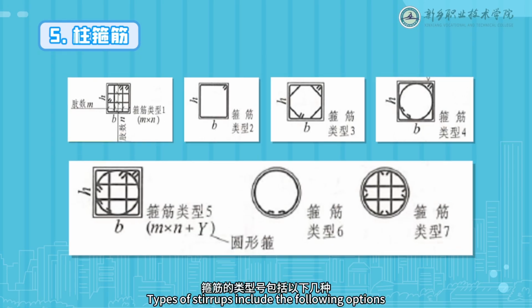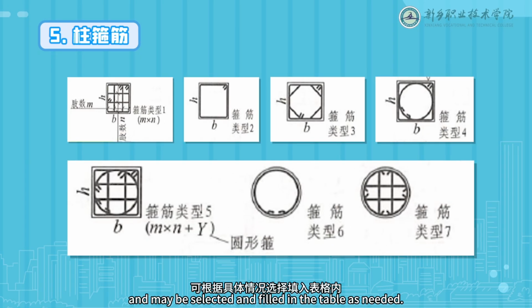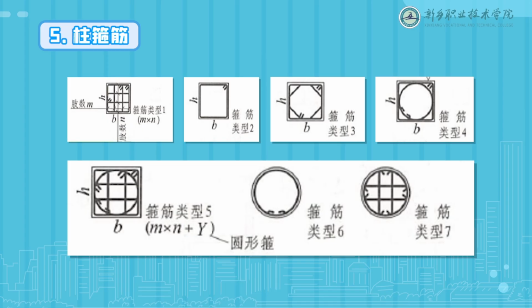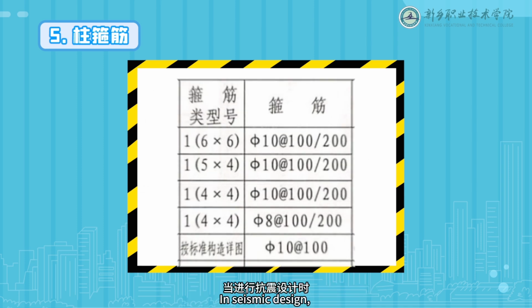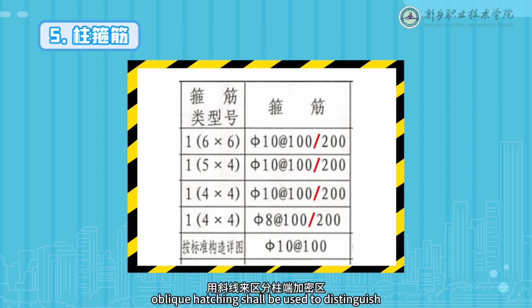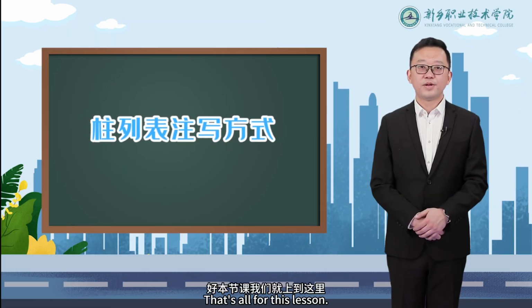Types of stirrups include the following options, and may be selected and filled in the table as needed. The stirrup grade, diameter, and spacing shall also be annotated. In seismic design, oblique hatching shall be used to distinguish the stirrup spacings between the column end confinement zones and the non-confinement zones. That's all for this lesson.